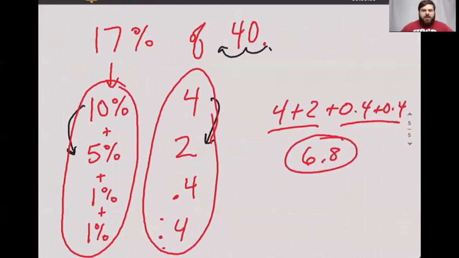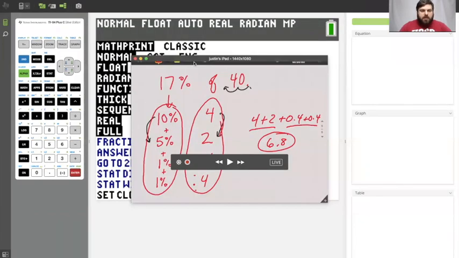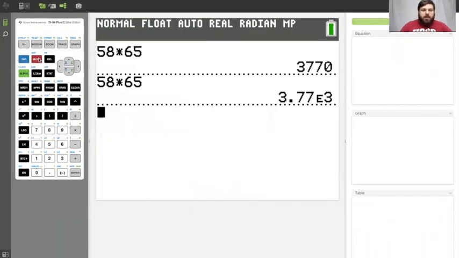So 6.8 is 17% of 40. Now, you can obviously use your calculator here, and I'll show you how to do that. It's pretty easy as well, but it's still good to be able to do those basic operations pretty quickly in your head.